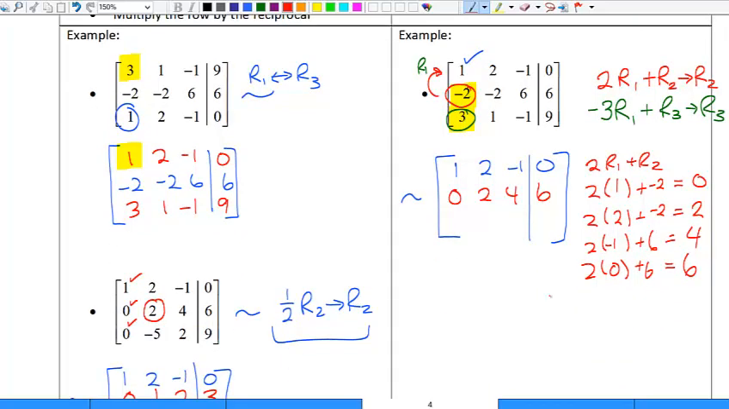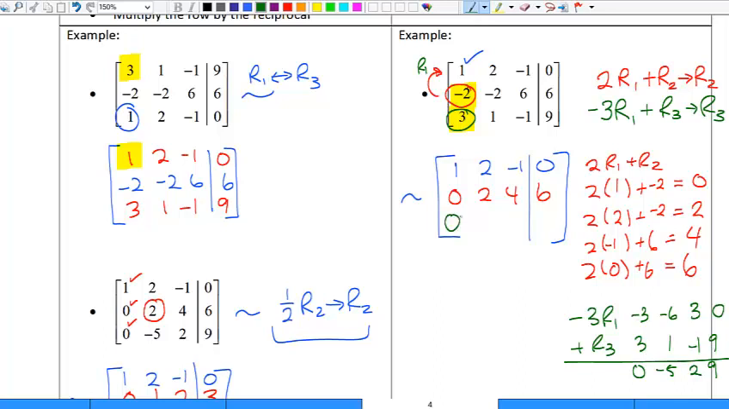For the third row, I will show you the other method of using this, the other way of showing your work. Negative 3 times row 1 plus row 3. I don't really care which way you do it, just do it one of the two ways. Once you find one you like, stick to it the whole time. So if I take negative 3 times row 1, that gets me negative 3, negative 6, positive 3, and 0. Add it down to row 3, which is 3, 1, negative 1, and 9. So negative 3 plus 3 is 0, so it's 0, negative 5, 2, and 9.